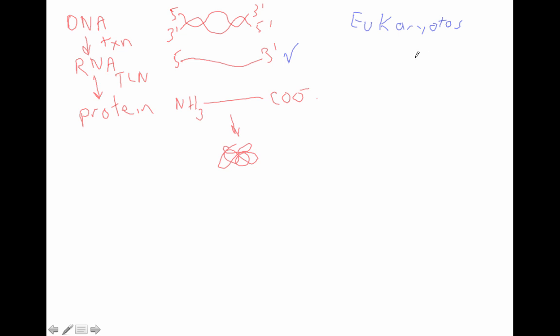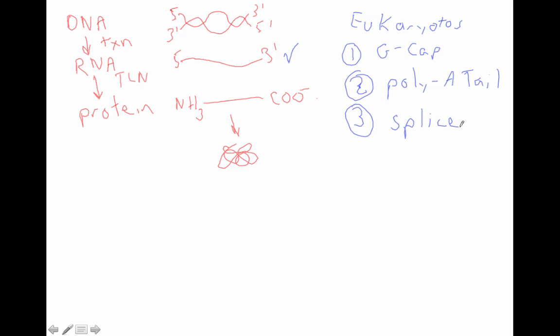Before this messenger RNA can leave the nucleus and be translated into protein in the cytoplasm, three modifications have to occur. We're going to talk about all of them, but let's go ahead and list them here. A G cap has to be put on the 5' end of it. A poly A tail has to be put at the 3' end. And then the last thing is it needs to be spliced. That's a difficult concept, but we'll tackle that in a little bit.